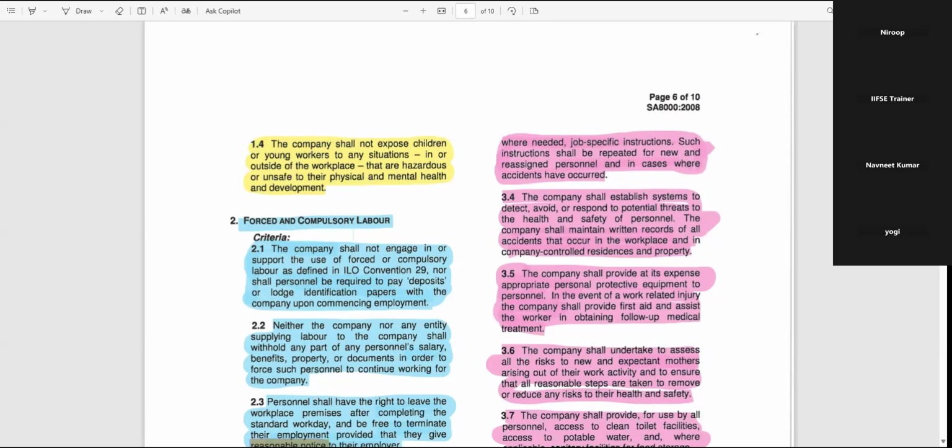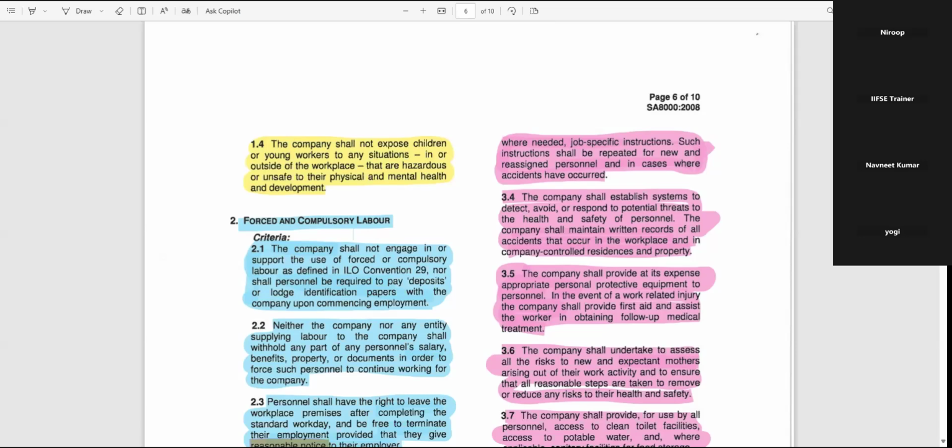And the company shall establish systems to detect, avoid, or respond to potential threats to the health and safety of the personnel. And the company shall maintain written records of all accidents that occur in the workplace and in company controlled residences and properties. So basically, the company shall establish systems to detect, avoid, and respond to the potential threats.